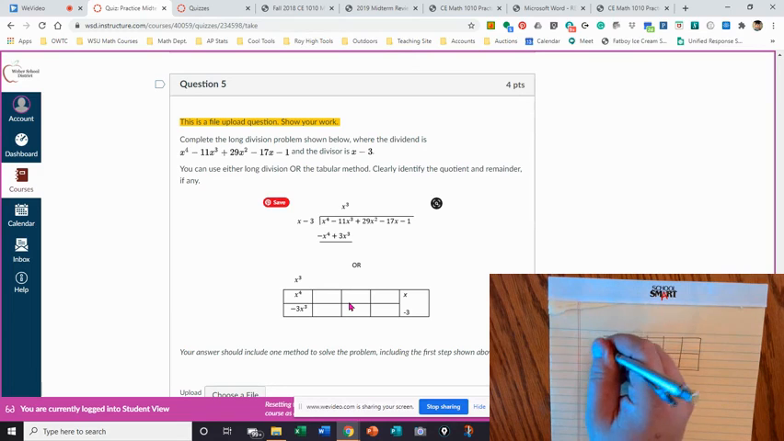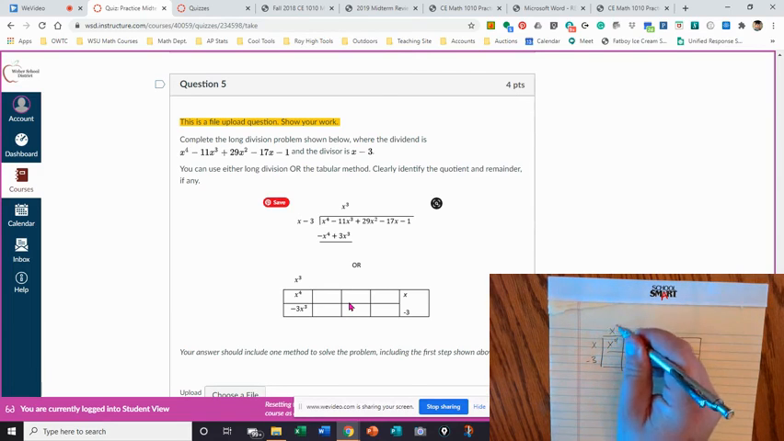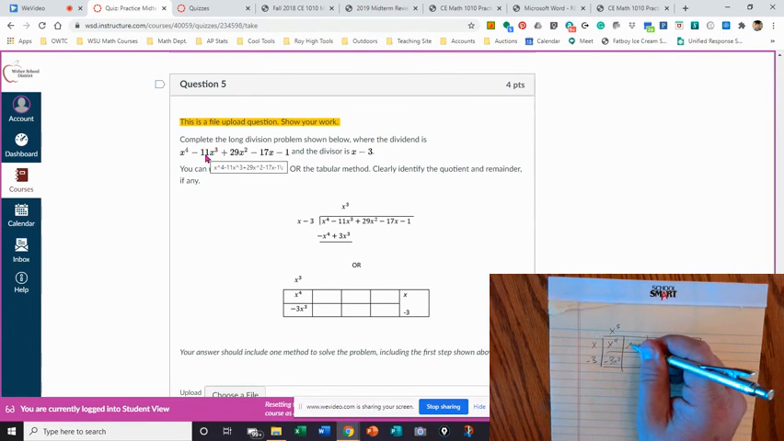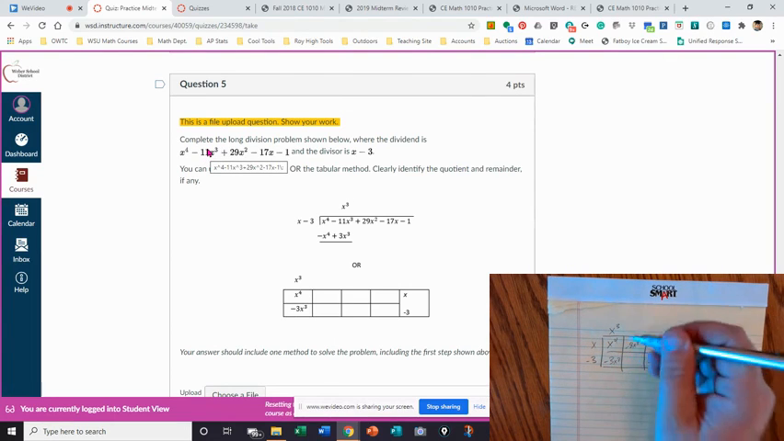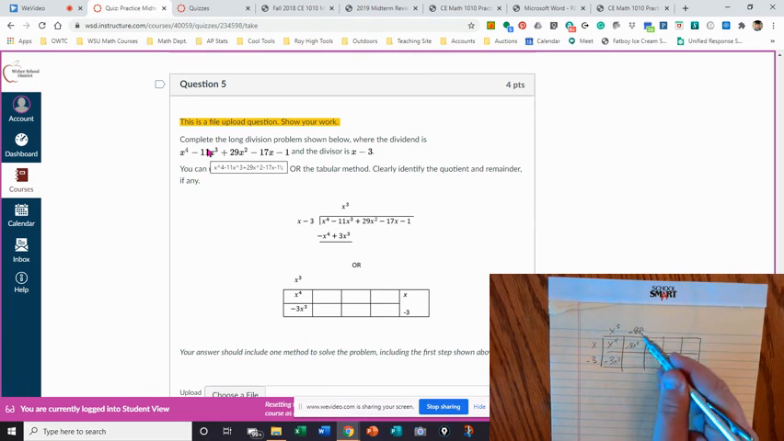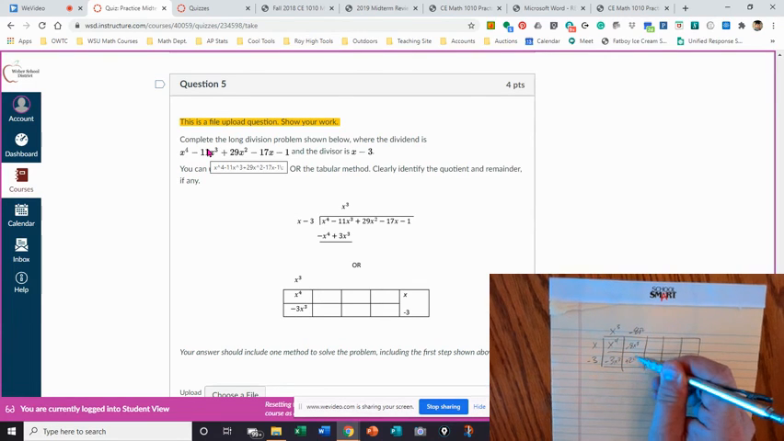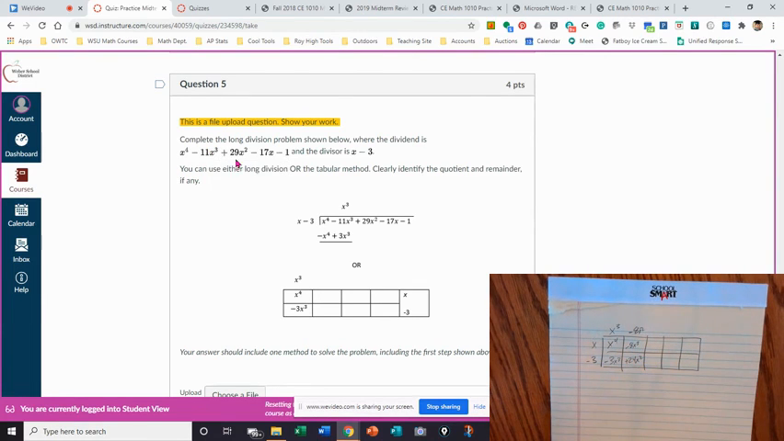And I've got x minus 3 here, and I've got x to the 4th here. X to the 4th divided by x is x cubed. X cubed times -3 is -3x cubed. And I've got -11x cubed in the problem, so I need -8 to make -11. -8x cubed. -3 minus 8 makes -11. Check, that works. -8x cubed divided by x gives me -8x squared. -8x squared times -3 gives me positive 24x squared. And I've got 29x squared, so 24 plus 5 makes 29. Good.